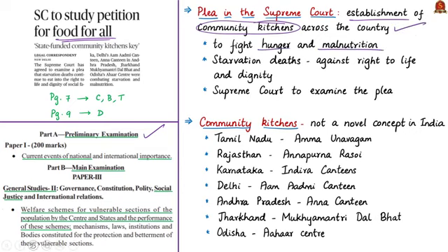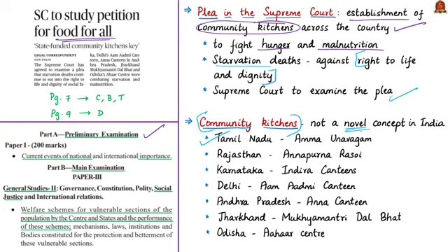It is said that death due to starvation is affecting the right to life and dignity of people. So, radical measures like community kitchens need to be set up across the country to feed the poor and the hungry. Now, the Supreme Court has decided to examine this plea. The petitioners said that state-funded community kitchens are not a novel or new concept in the country. They cited the success story of Tamil Nadu's Amma Unavagam as an example.